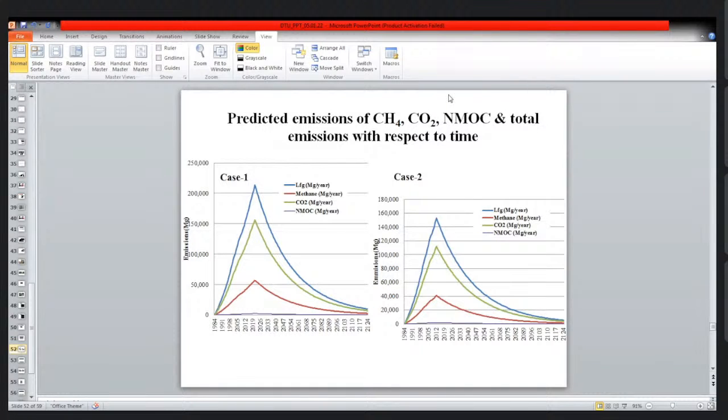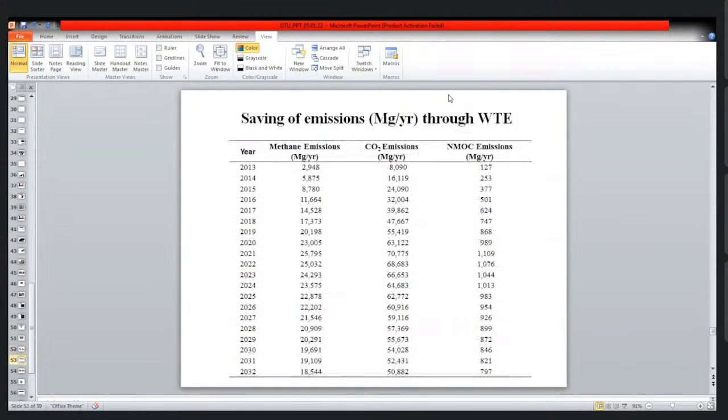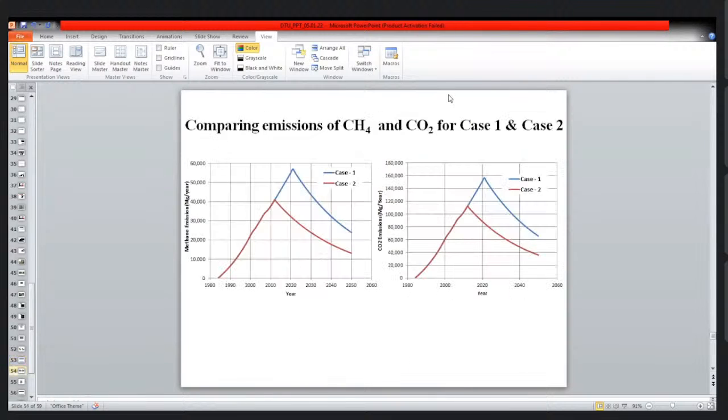These emissions, the saving of emissions through waste to energy technology, we can compare here more clearly. It is case one when there is no gasification system. When a gasification system is installed, it quickly reduces, and so on. If there is no gasification system, this curve will keep getting higher and higher.